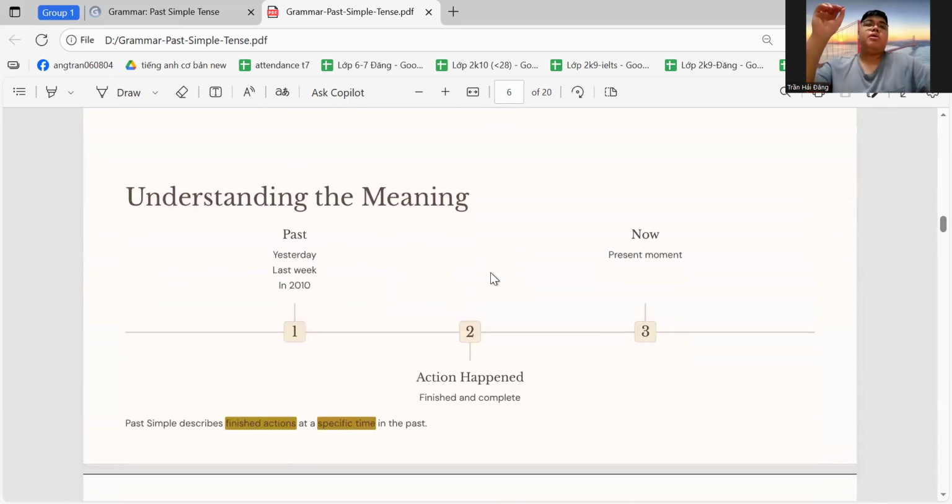Okay. I need you guys to understand the meaning of past simple tense. There are 3 points. The first is that it is in the present moment from now. The second is the action which happened, it had finished and is complete. And the third is the past: yesterday, last week, or some other time in the past. Past simple describes a finished action at a specific time in the past.